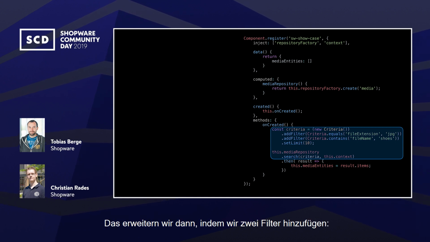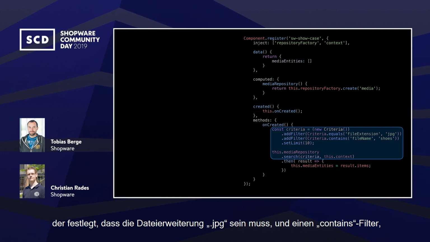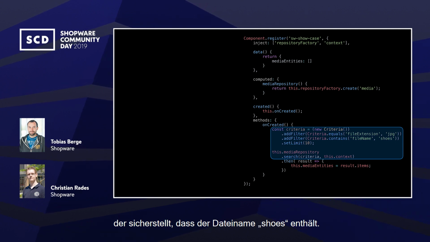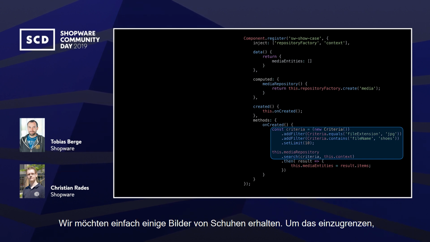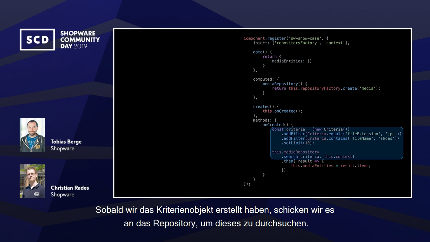Then you extend it by adding two filters: an equals filter, which basically means that the file extension has to be JPEG, and a contains filter, which just ensures that the file name contains shoes. So we basically just want some pictures of shoes. And to limit that, we just add a limit of 10 items, no problem. Once we've built the criteria object, we'll pass it to the repository to search it.